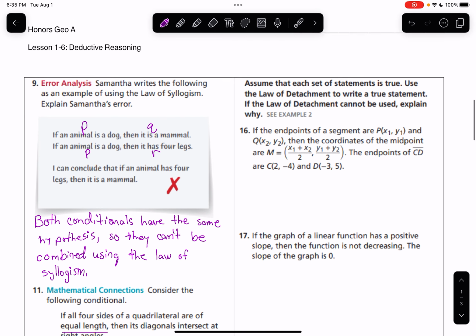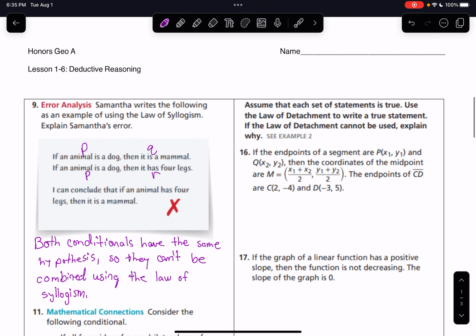Number 16, assume that each set of statements is true. Use the law of detachment to write a true statement. If the law of detachment cannot be used, explain why. So in 16, if the endpoints of a segment are P, x1, y1, and Q, x2, y2, then the coordinates of the midpoint are m equals x1 plus x2 over 2 and y1 plus y2 over 2. That's just the midpoint formula.